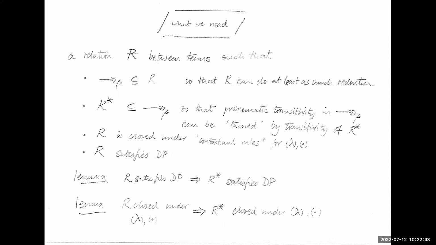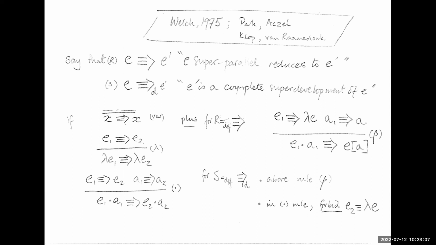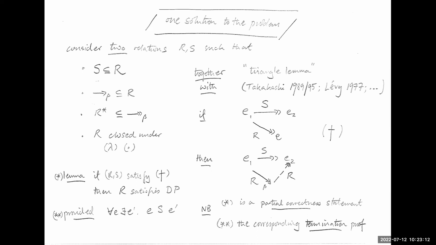But we're going to get at it by considering a relation R which has DP, whose transitive closure is contained in beta. And we're going to do that by the strip lemma argument that I showed at the end of yesterday. Does that answer the question? Yes? On the previous slide, you say double star is the corresponding termination. How is that termination?